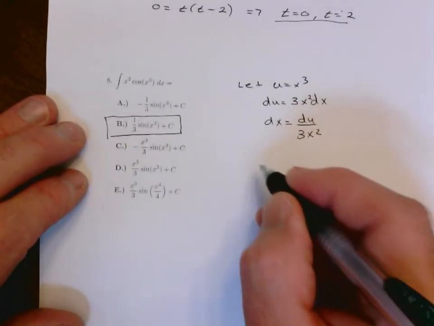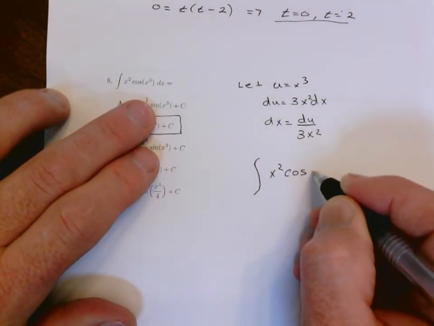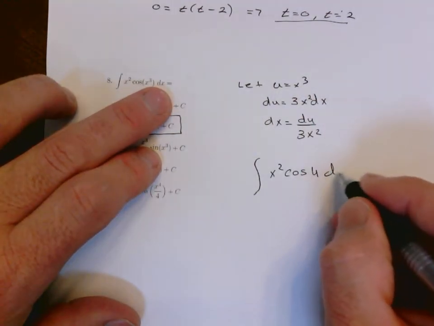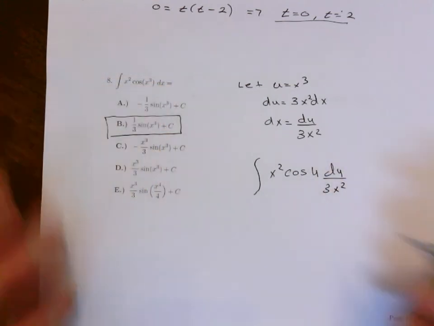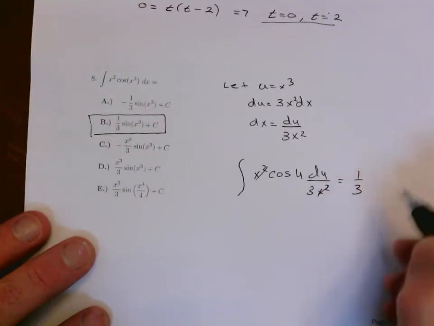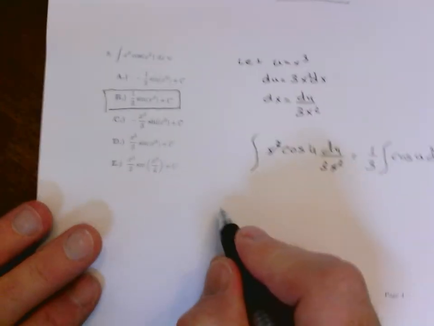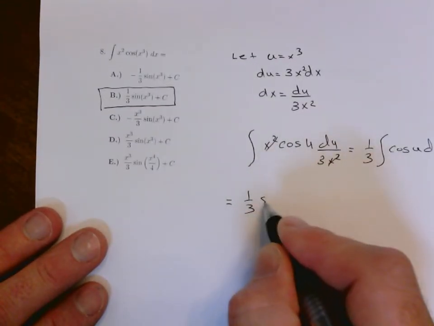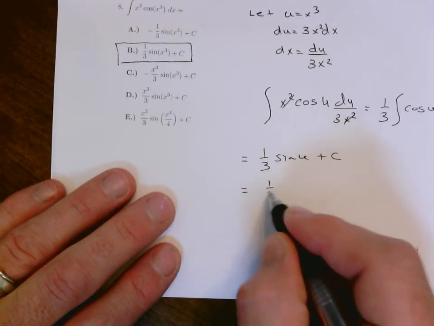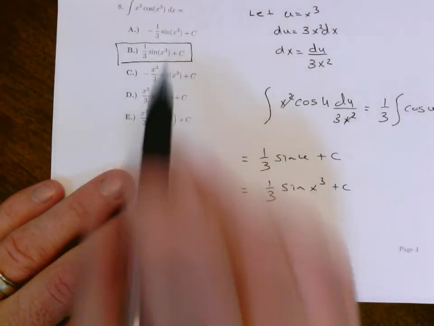So this will be the integral of x squared times cosine of x cubed, but x cubed is u, dx, but dx is du over 3x squared. As you can see, the x squareds go away. This is just 1/3 times the integral of cosine of u du, which is equal to 1/3 sine of u plus c. Plugging back in what u is equal to, this is 1/3 sine of x cubed plus c, which once again is my answer B.